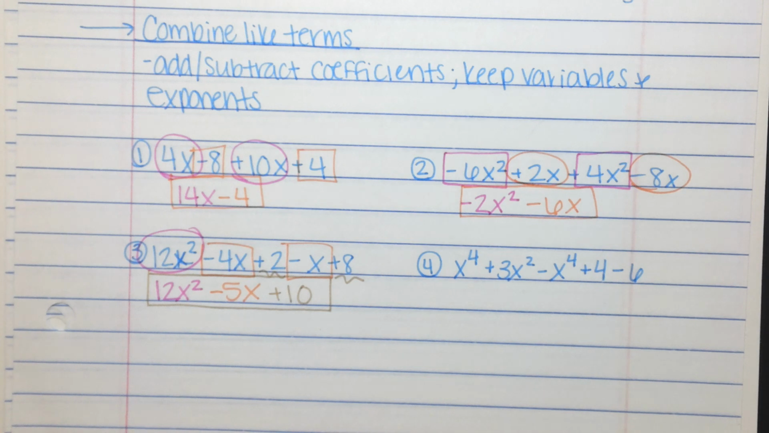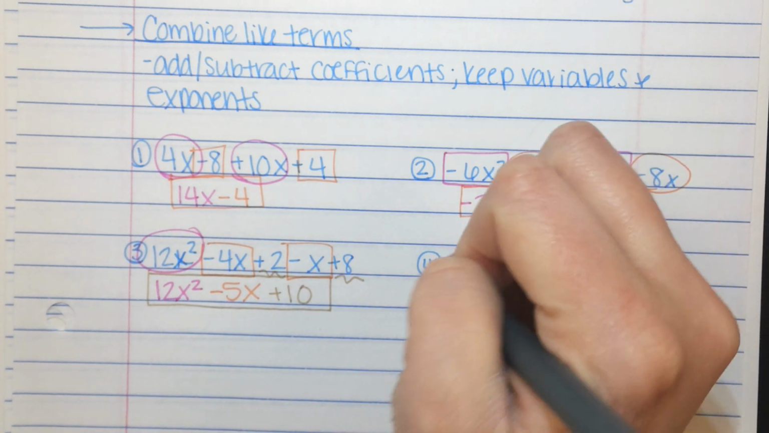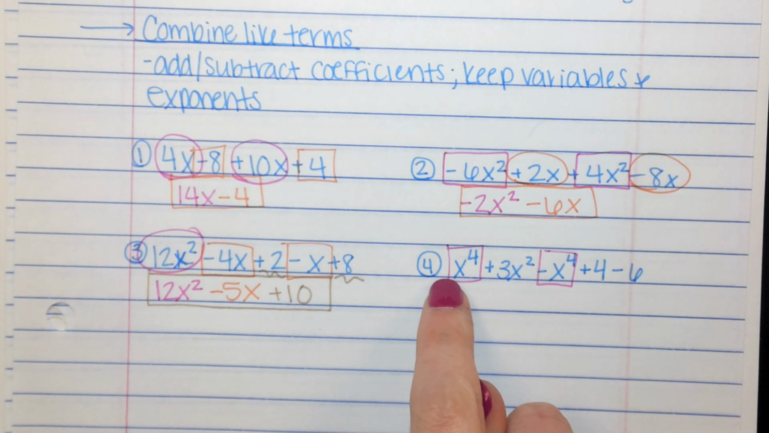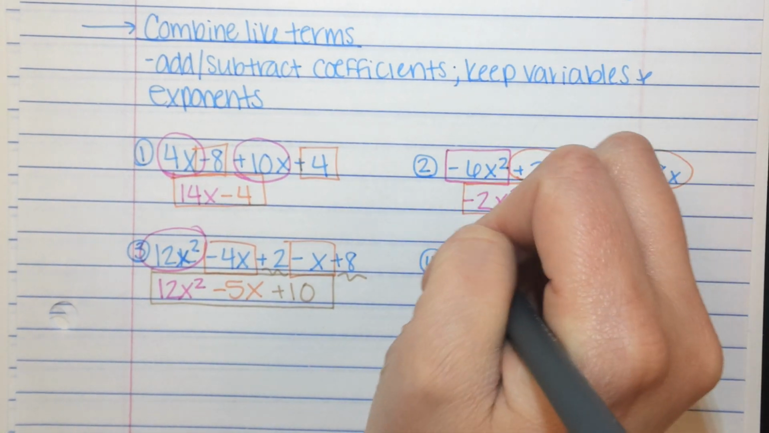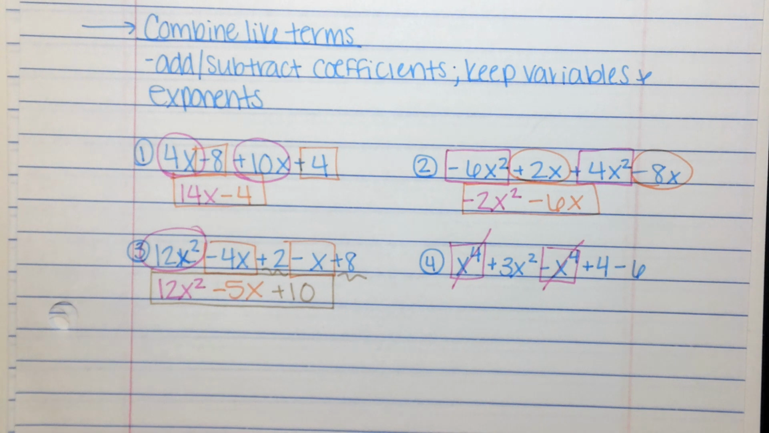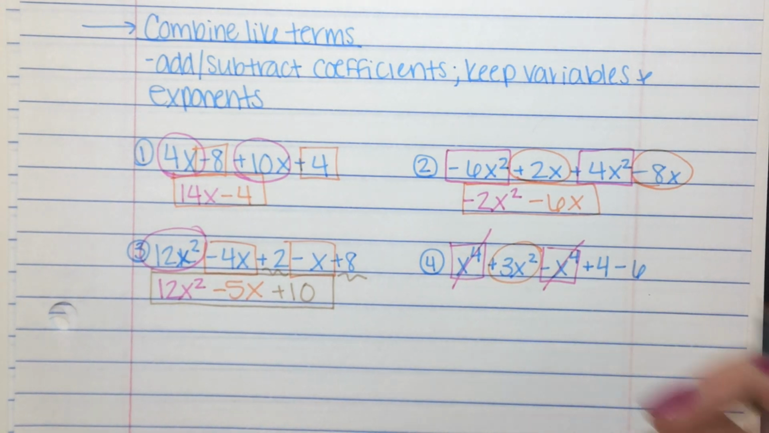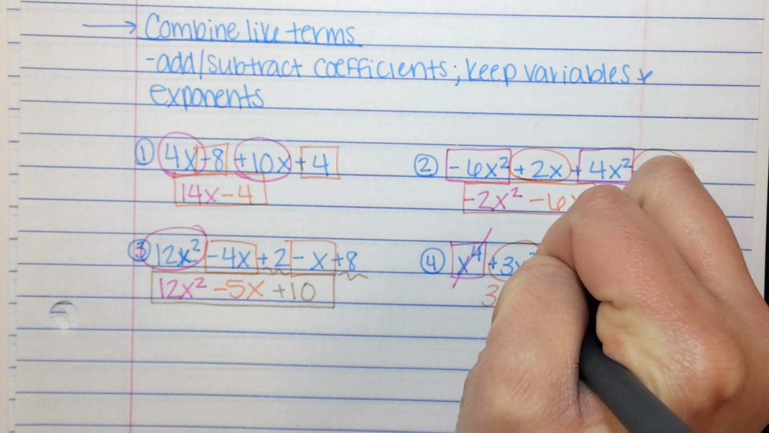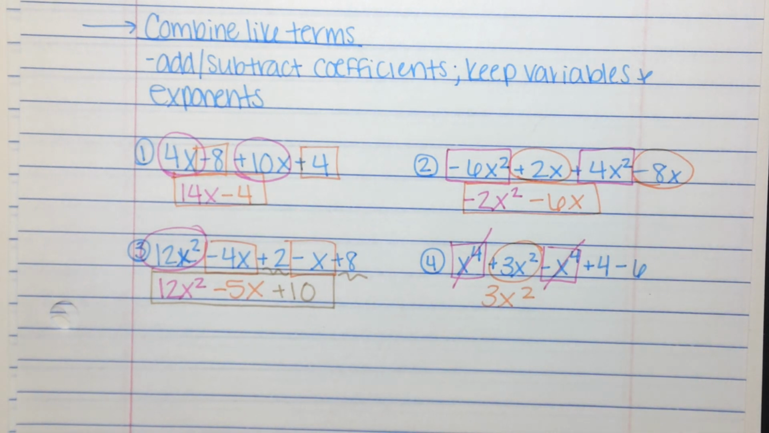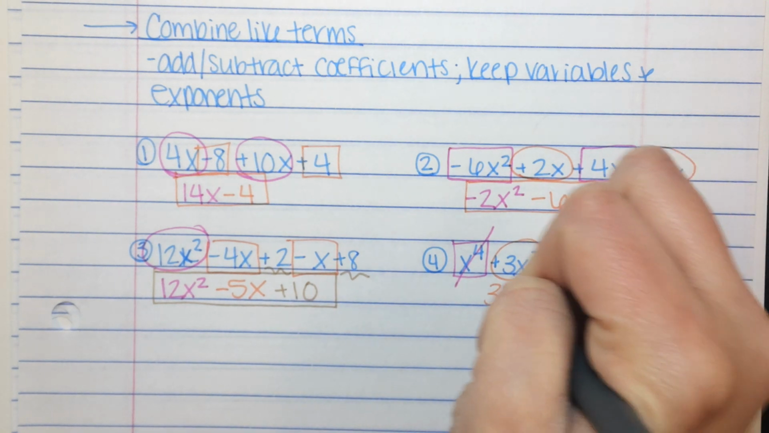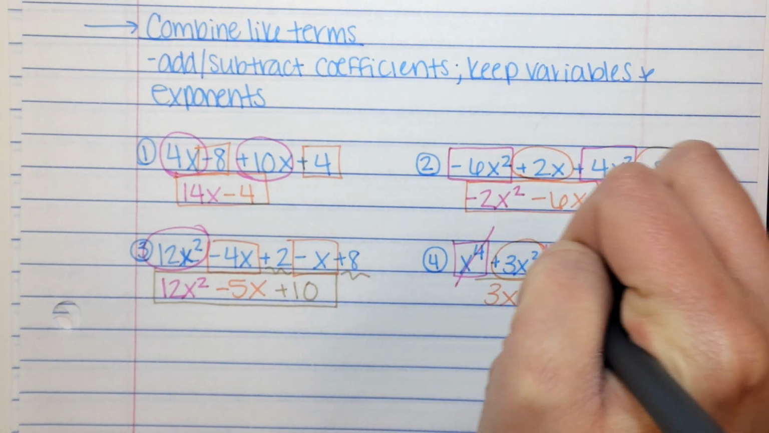Okay, and number 4, we've got x to the 4th and negative x to the 4th. So that's like 1 minus 1. Those cancel each other out. Then we have a 3x squared, and those don't match, so I bring down the 3x squared. And then I have a positive 4 and a negative 6, so 4 minus 6 is negative 2.